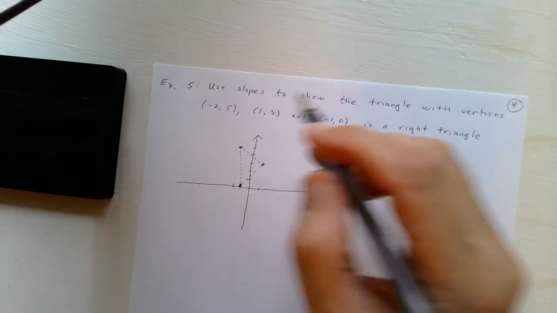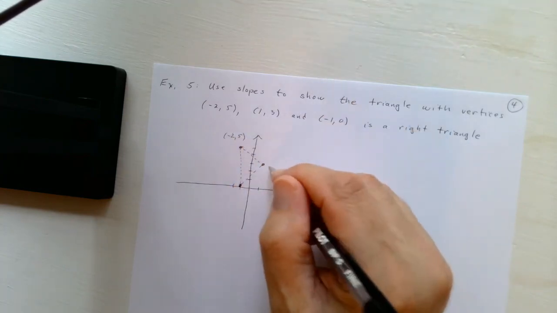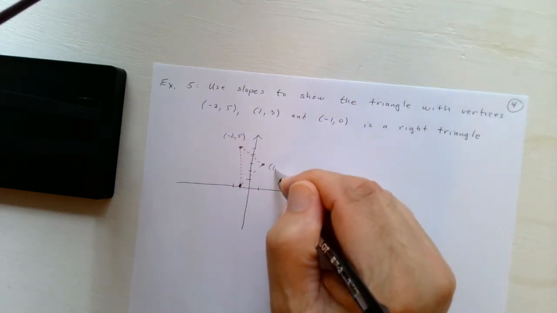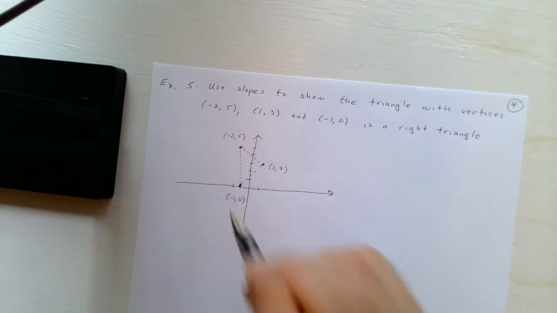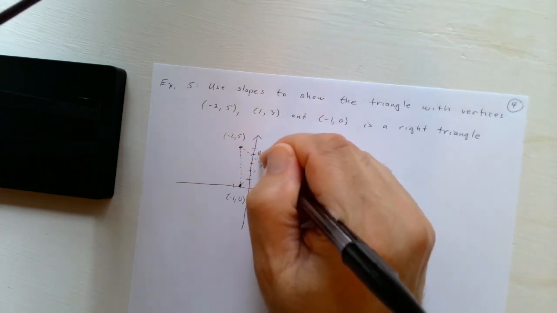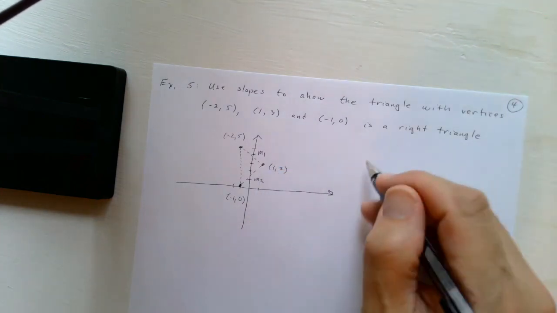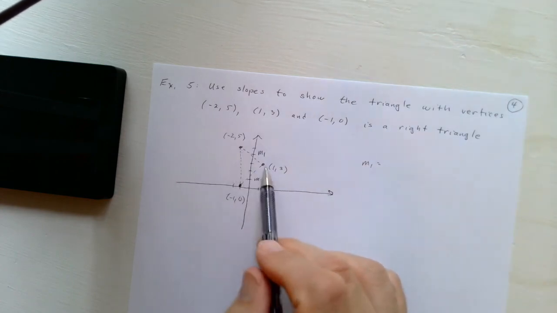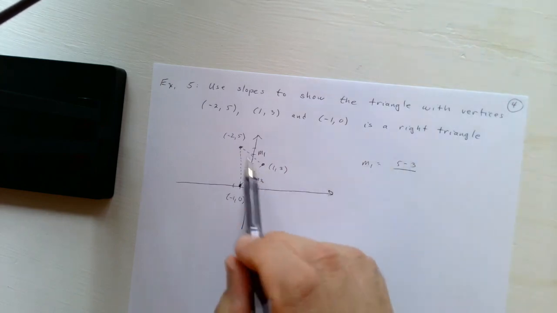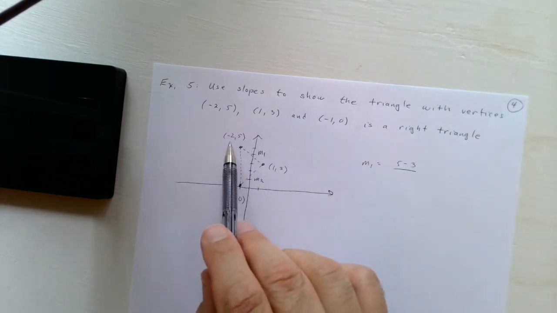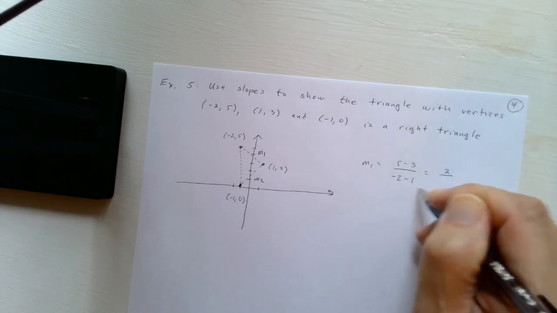The way we're going to do it is let's find the slopes of these two line segments and see what they are. So once again, this is (-2, 5), and this is the point (1, 3), and this is the point (-1, 0). Let's say we call this slope M1, this slope M2. Figure out what these slopes are. M1, the slope passing through these two points, would be 5 minus 3 over -2 minus 1. Well, that's going to be 2 over -3.